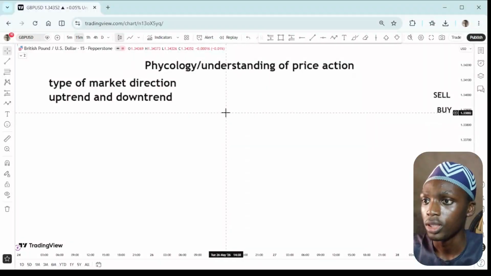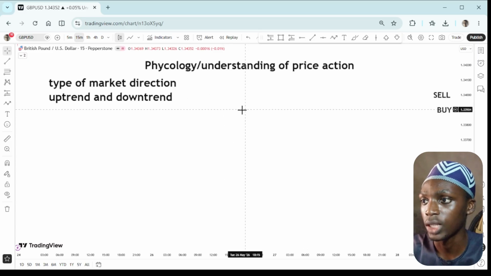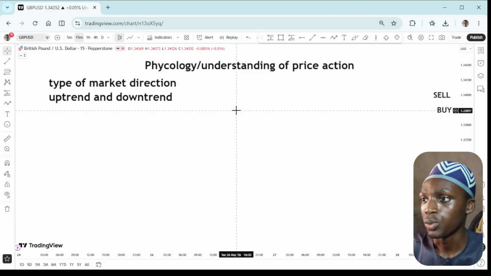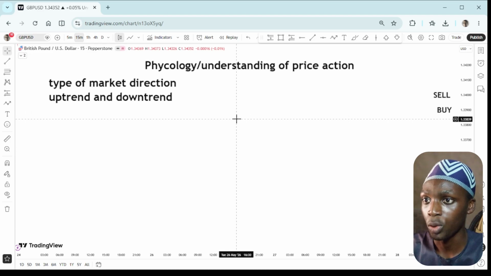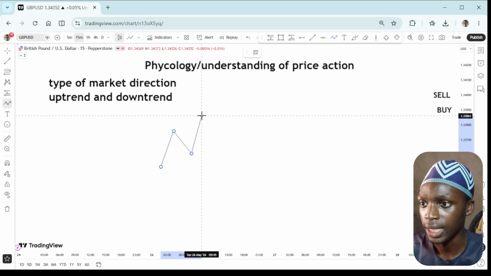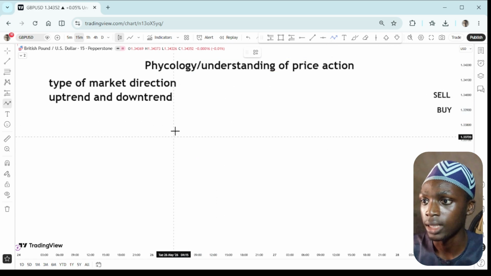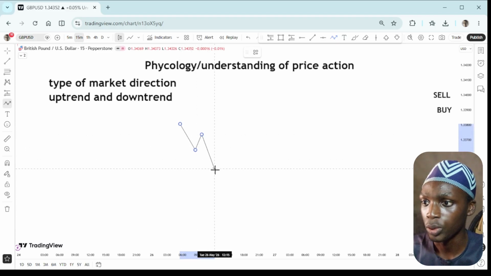First of all, this is the chart example of how I'm going to be explaining the understanding of what exactly is price action. As we all know, in the market we only have uptrend and downtrend. We all agree about that. We have uptrend and downtrend, and sometimes the market might be consolidating. This is an uptrend. When the market is moving upwards like this, going more upwards like this, we are in an uptrend. And when the market is moving like this, we are in a downtrend.